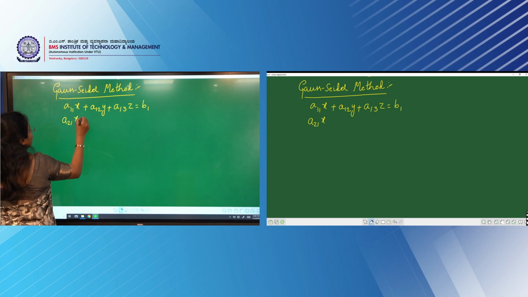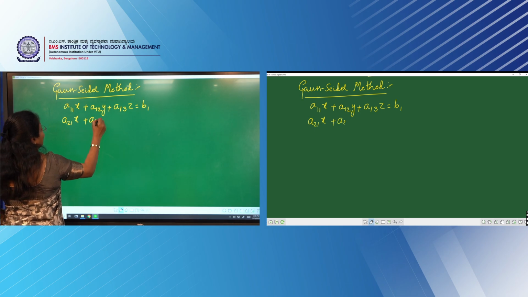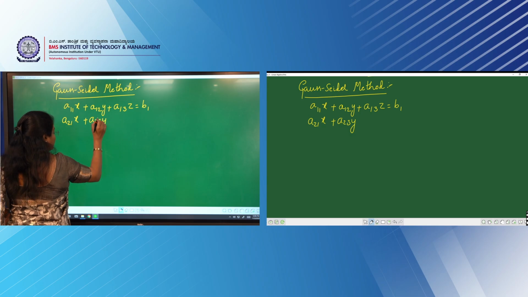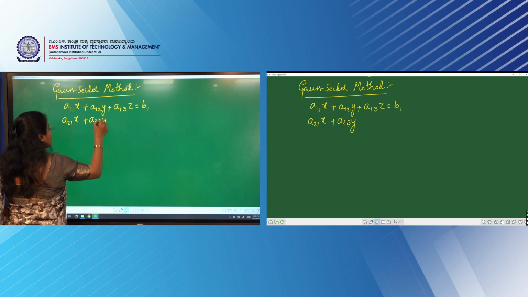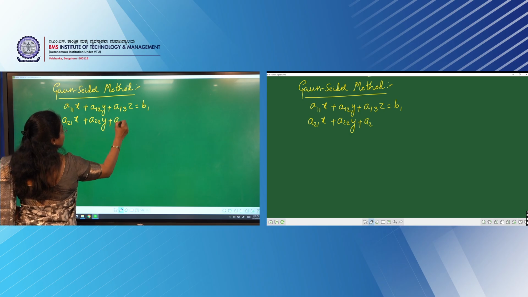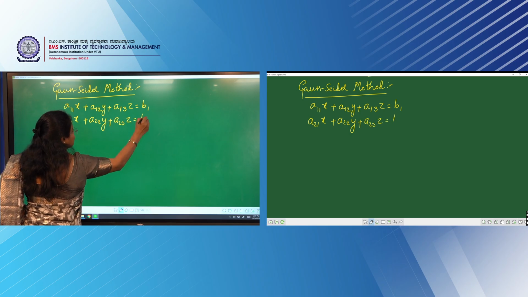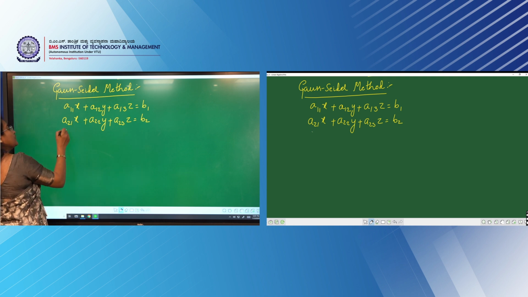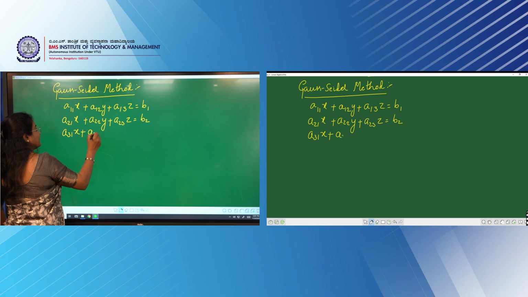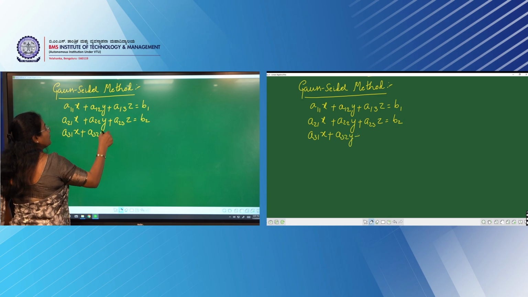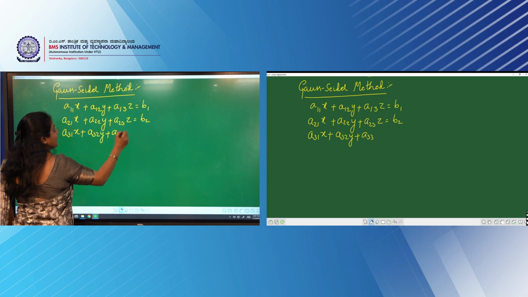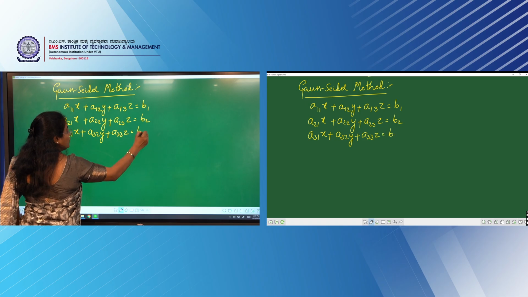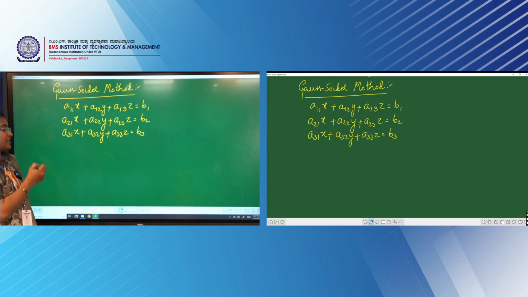A21x plus A22y plus A23z is equal to B2. A31x plus A32y plus A33z is equal to B3. Now this is a system of linear equations.